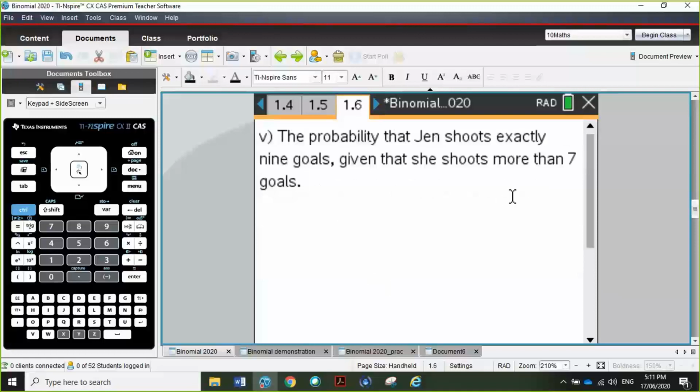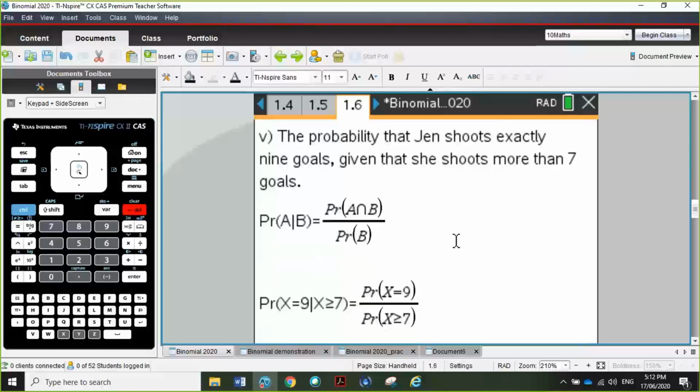The probability that Jen shoots exactly 9 goals, given that she shoots more than 7 goals. Awesome. Okay, so hopefully we're recognizing that this is conditional probability. We're told that she shoots more than 7 goals, and we are hopefully familiar with the conditional probability formula. So the probability that Jen shoots exactly 9 goals, given that she shoots more than 7, will be the probability that she shoots exactly 9 goals and more than 7, over the probability of more than 7. Read our question carefully. And so we can work this out.